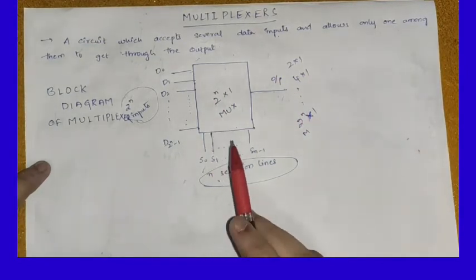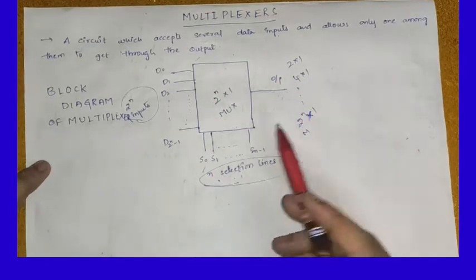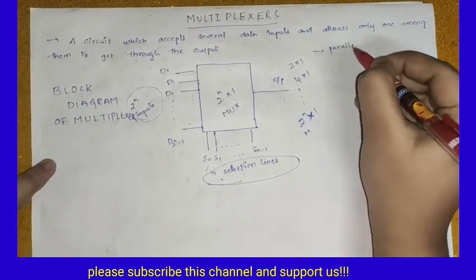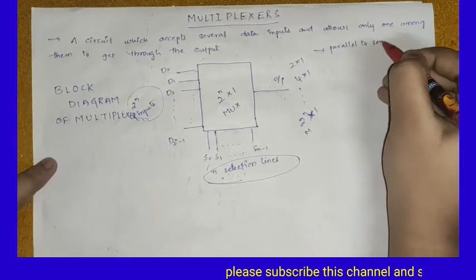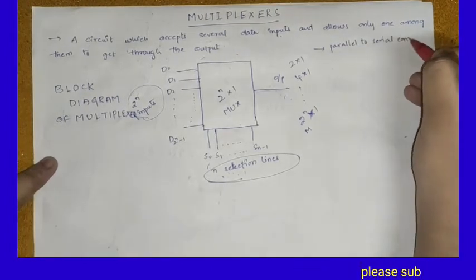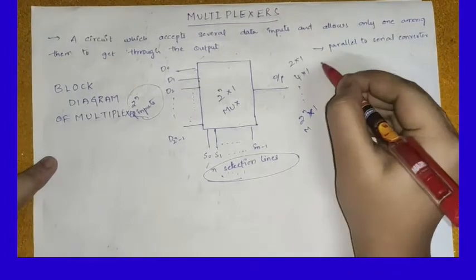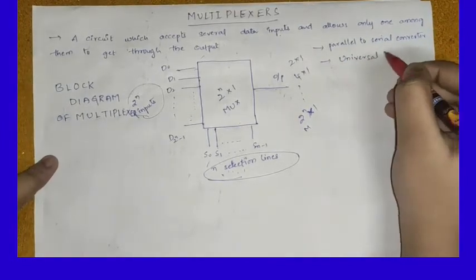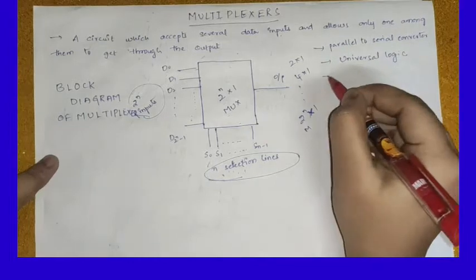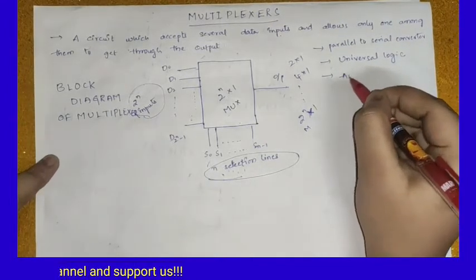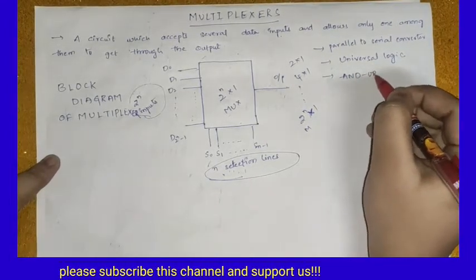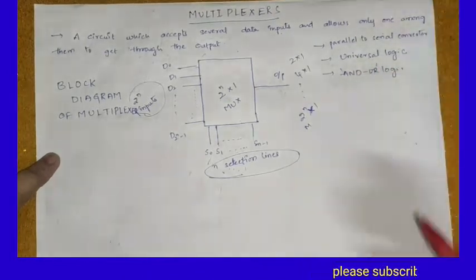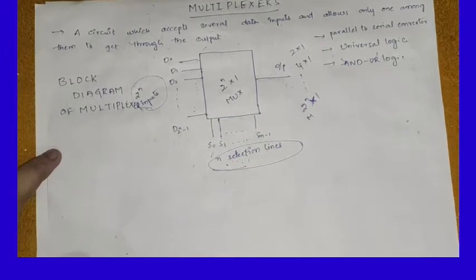It is also called a data selector, and it is also a parallel to serial converter, and it is also known as universal logic, and it is also known as AND OR logic. We will see why it is called AND OR logic, universal logic and parallel to serial converter.